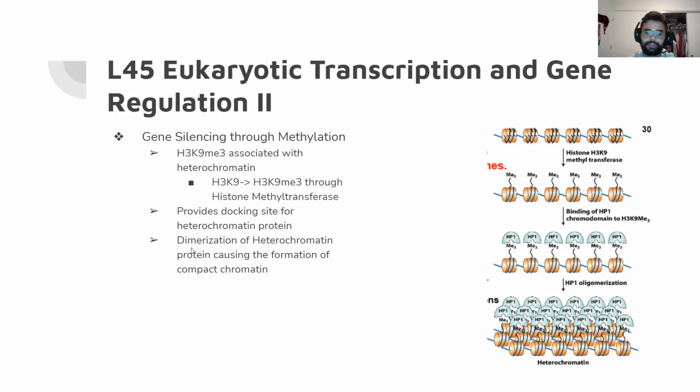And the interesting thing here as well is that once we methylate it, it can actually become a docking site for other heterochromatin proteins. And then we can actually form a dimerization of the heterochromatin proteins, causing a formation of a more compact chromatin. So I know that was just a lot of words. Basically, once we methylate it, we can use it as a docking site for other heterochromatin proteins, which is then going to start almost like a wave and make all the nucleosomes around it heterochromatin to make it into a compact chromatin.